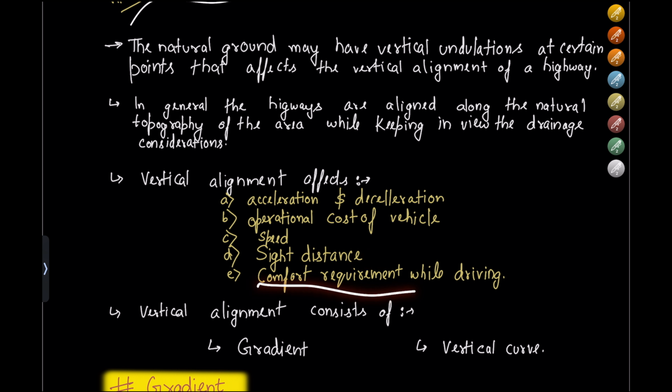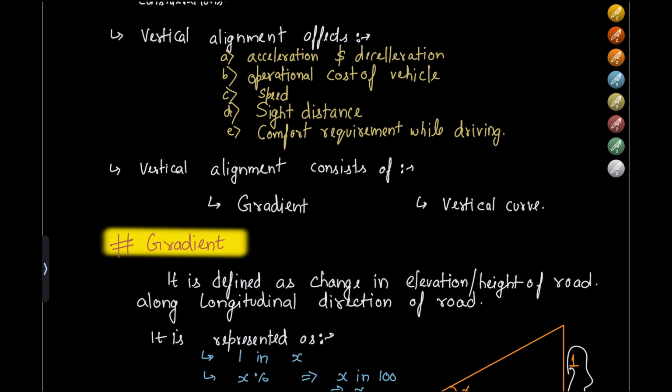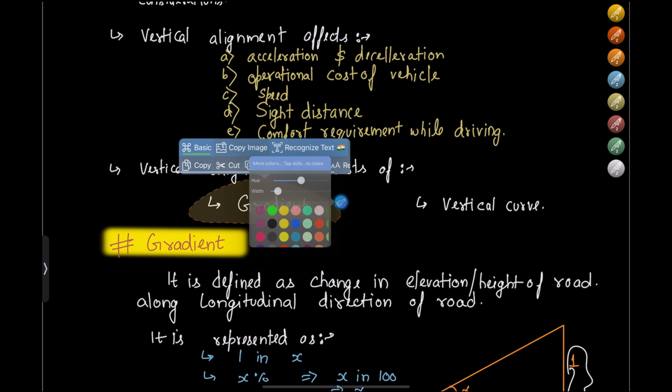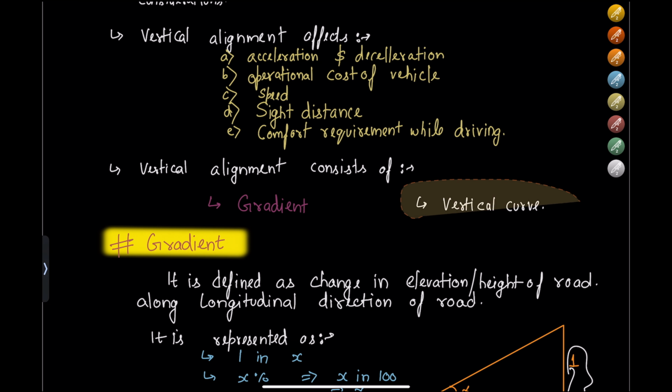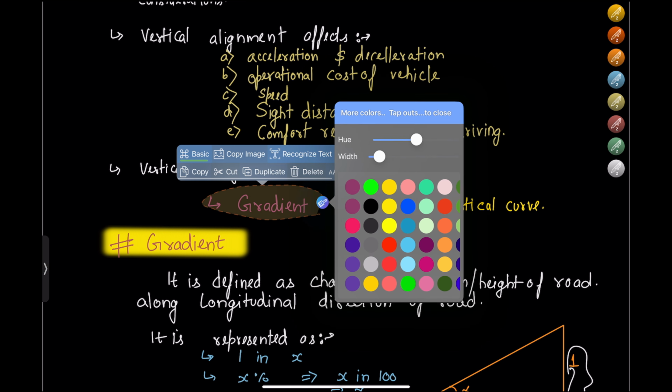Next is comfort requirements while driving. There are comfort requirements while we are designing the transition curve as well. Such requirements also arise while we are designing the vertical curve. So vertical alignment consists of two things. First one is gradient, and the second one is vertical curve, right? These are the two things that we will study.